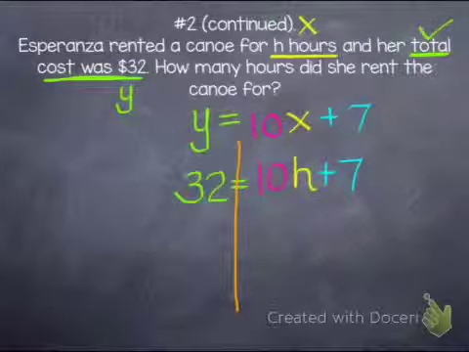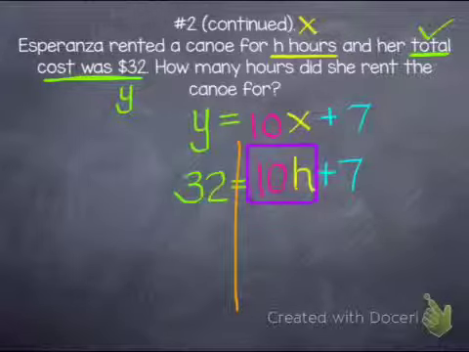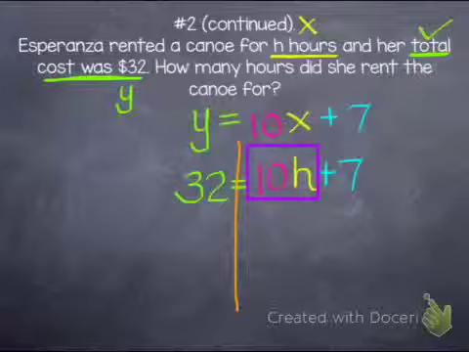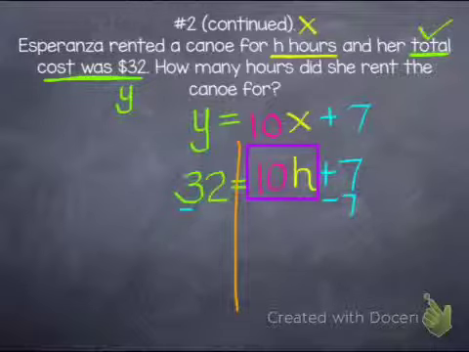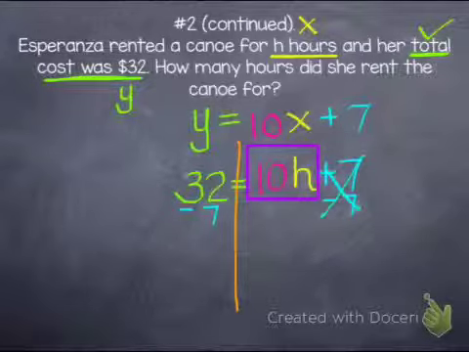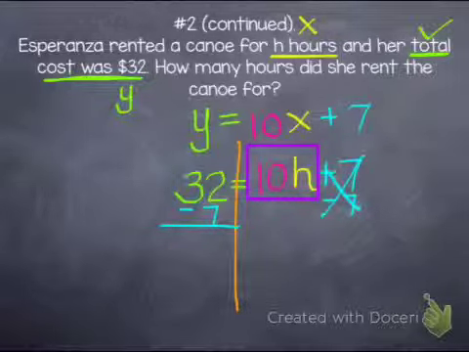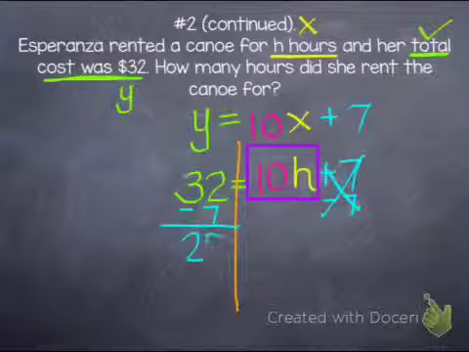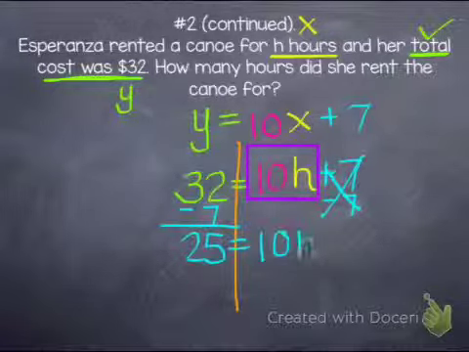So our variable is right here, and we need to get h all by itself. So you can see we've got a positive 7 over here, which we want to move to the other side. To do that, I'm going to do the opposite operation. So 32 minus 7 is going to leave us with 25. And that is equal to 10h.